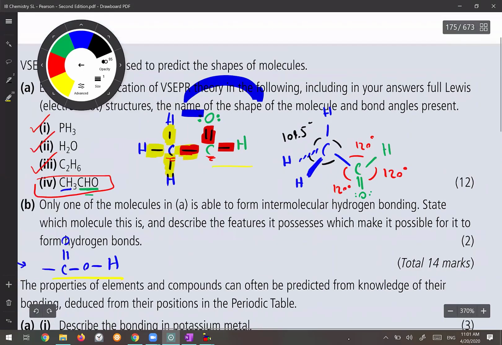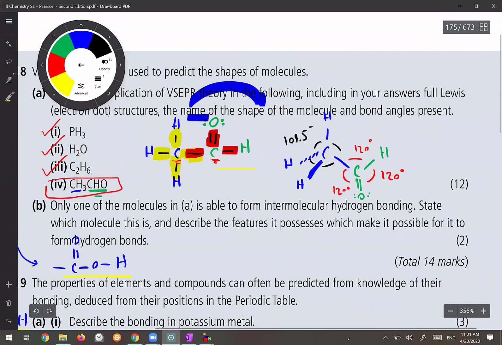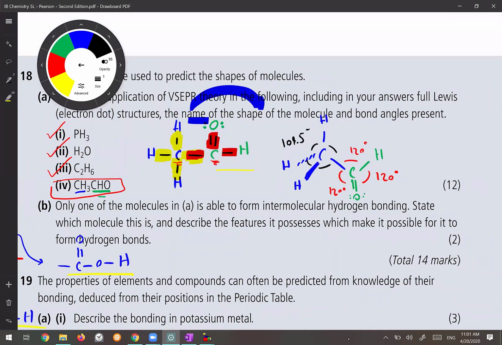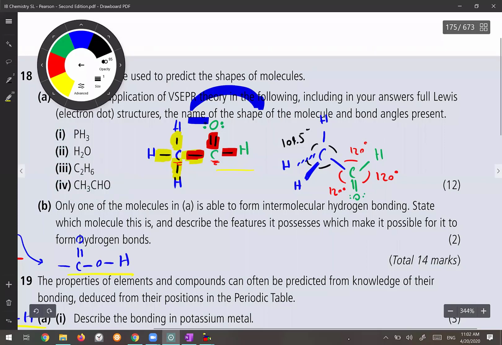Okay, so we talk about the bond angles as well. Part B says only one of the molecules in A is able to form intermolecular hydrogen bonding. State which molecule that is. It's very obvious. Which molecule? In part A? Water. Yeah, water is a famous example.